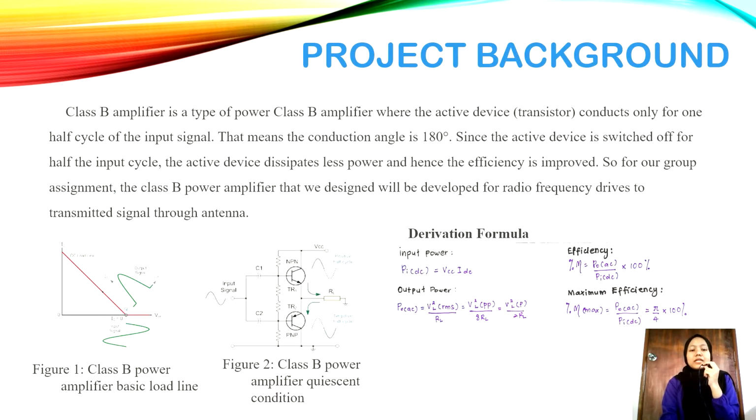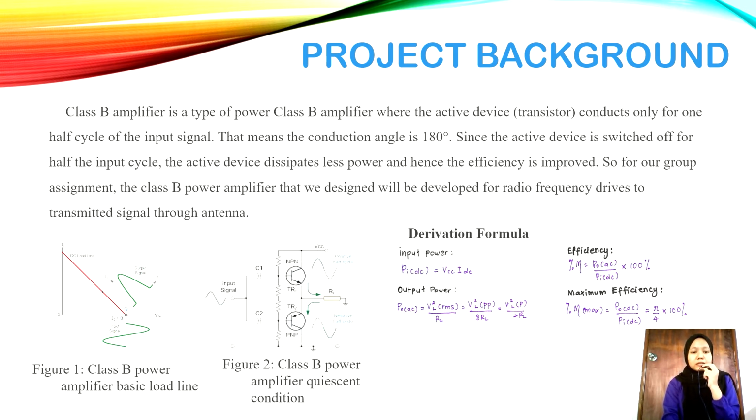A Class B amplifier is a type of power amplifier where the active device conducts only for one half cycle of the input signal. That means the conduction angle is 180 degrees. Since the active device is switched off for half the input cycle, it dissipates less power and hence the efficiency is improved. The Class B power amplifier that we designed will be developed for radio frequency drive to transmit signal through an antenna.